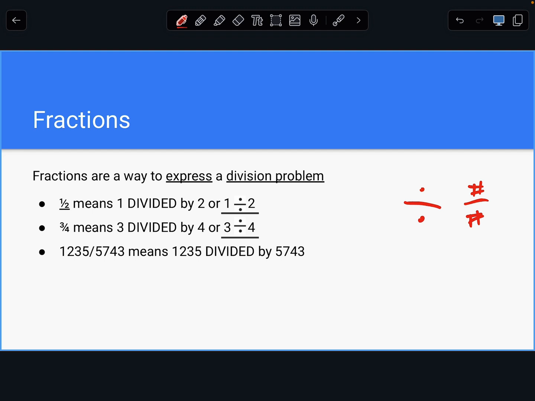Whenever you see 1/2, that means 1 over 2, or 1 divided by 2. 3/4 means 3 divided by 4. Even if you have a crazy, ridiculous example like 1,235 over 5,743, that just means you take the 1,235 and divide it by 5,743.